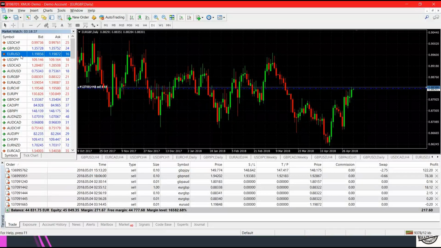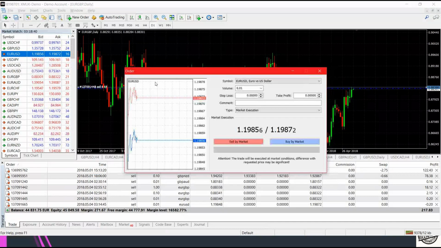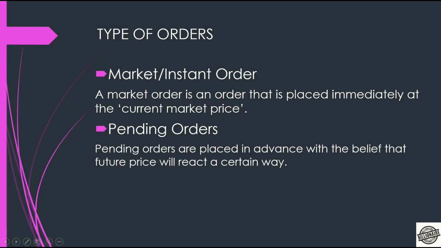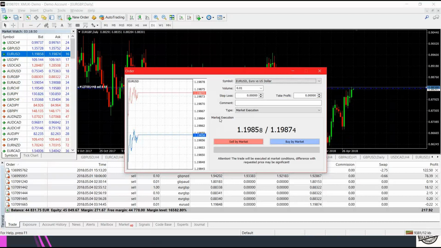I clicked on the pair, I double clicked it, and what did I just do? I just click sell, I click buy. That's an example of what they call the market or instant order. Market order. If you see here, you see market execution.